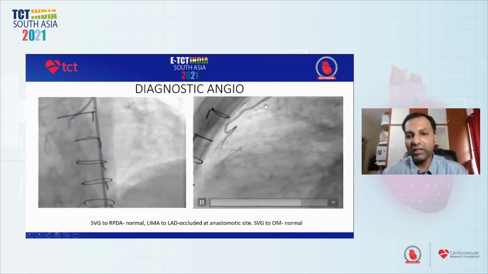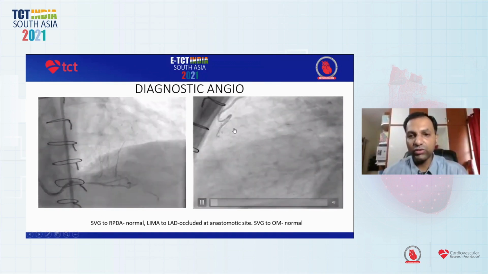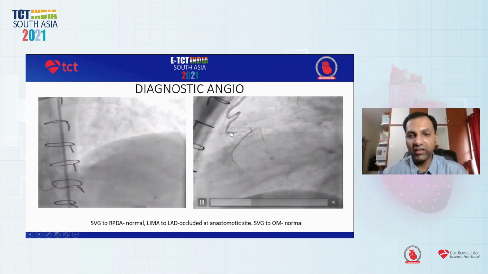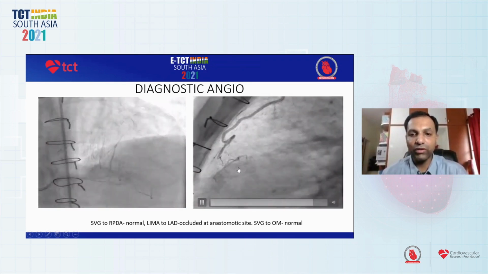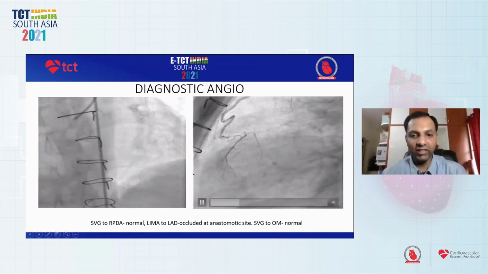And this is a LIMA injection, which actually shows a very tortuous LIMA, almost 2 S-shaped bends. After the anastomotic point, there's absolutely no filling of the LAD. What you're seeing is some amount of diagonal filling.